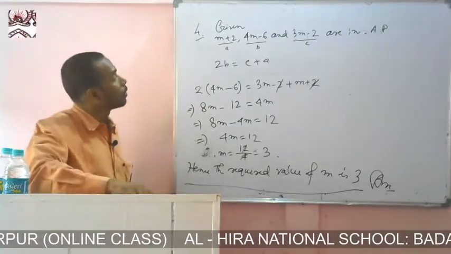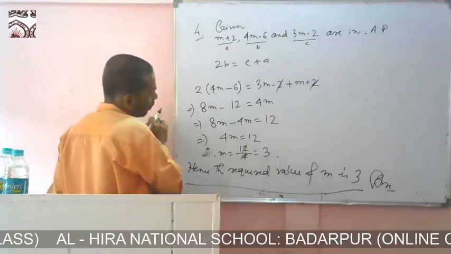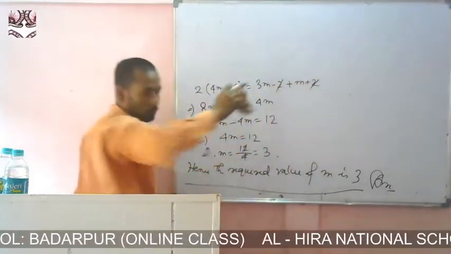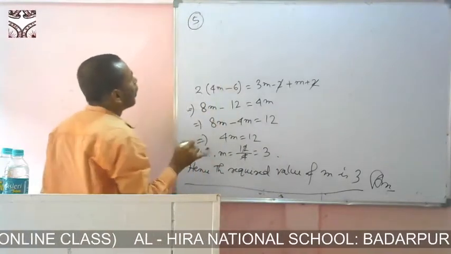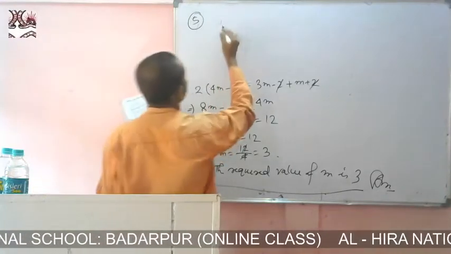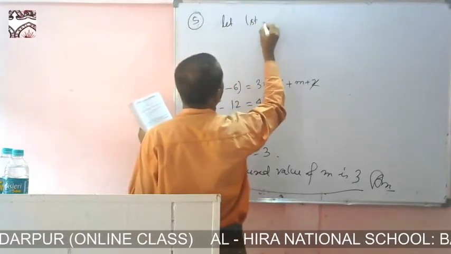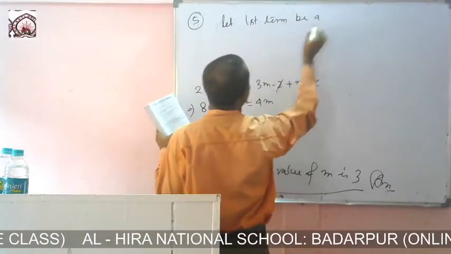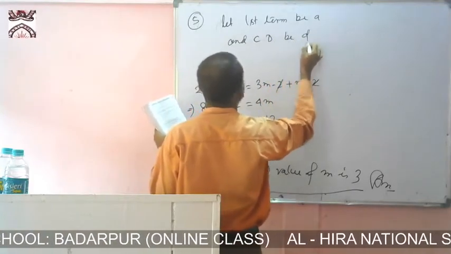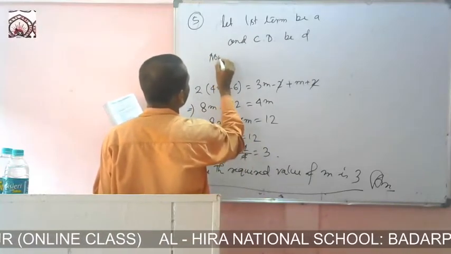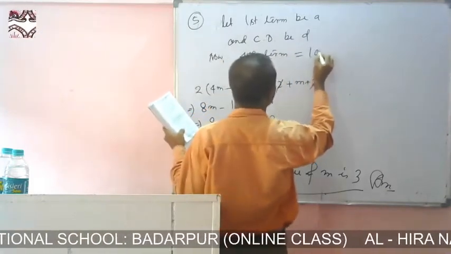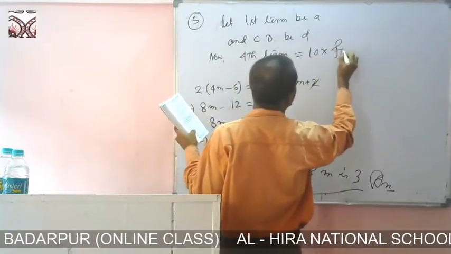So number 5, the condition given: let the first term be A and the common difference be D. Then the condition given is that the fourth term is equal to 10 into the first term.